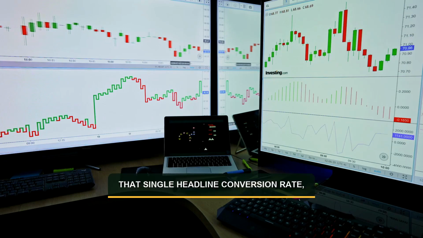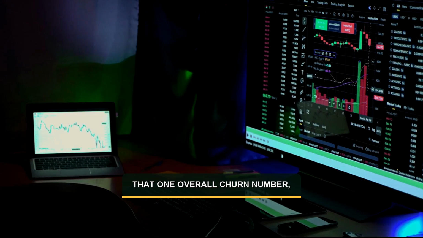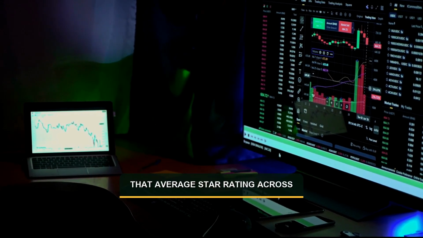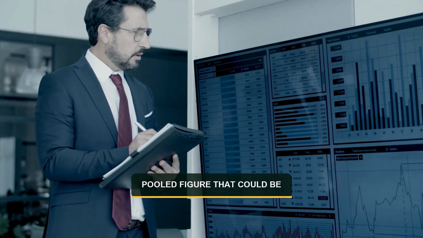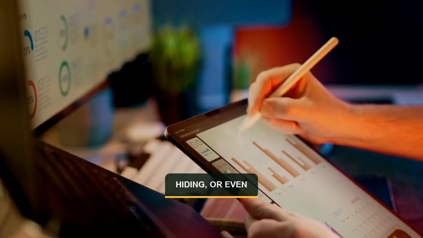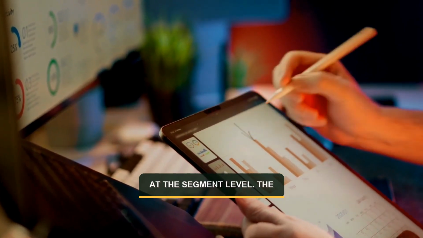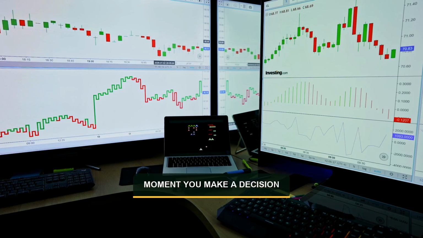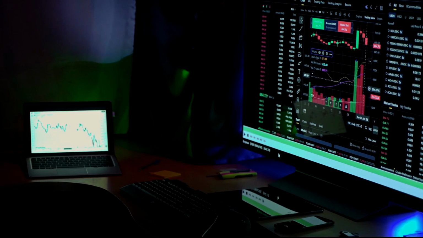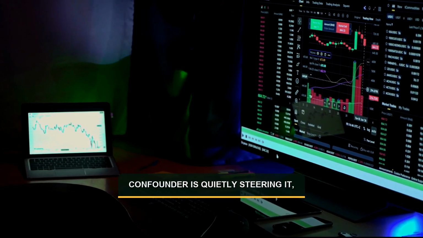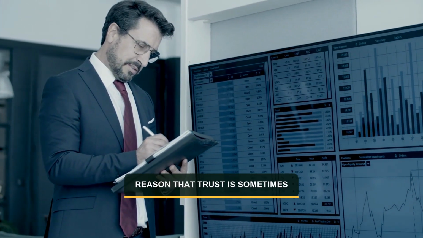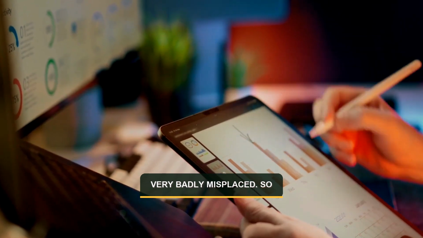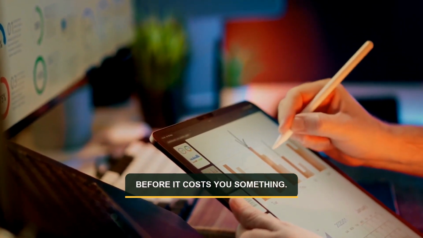That single headline conversion rate, that one overall churn number, that every star rating across all your products, every one of them is a pooled figure that could be hiding or even inverting a story living at the segment level. The moment you make a decision straight off a total, you are trusting that no confounder is quietly steering it. And Simpson's paradox is the reason that trust is sometimes very badly misplaced. So how do you catch it before it costs you something?